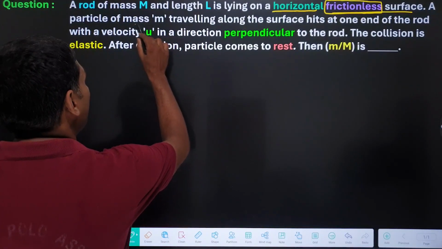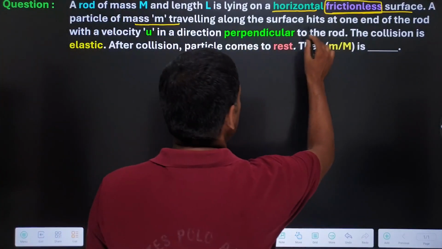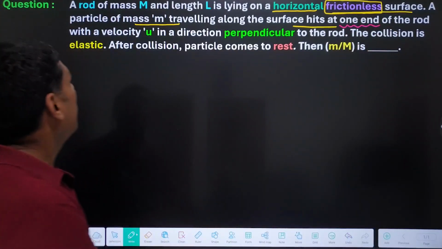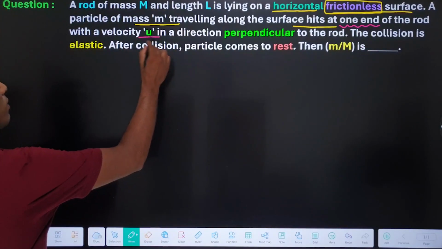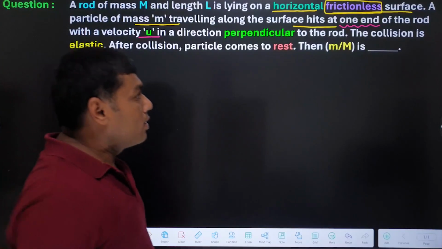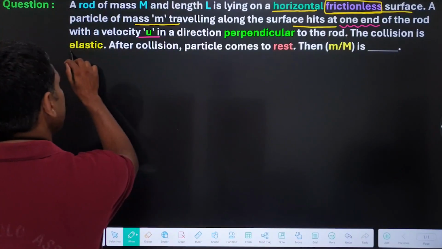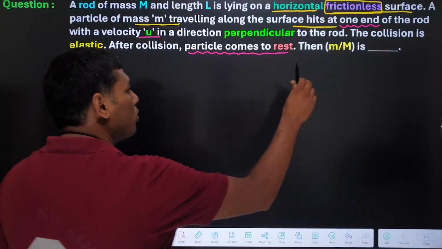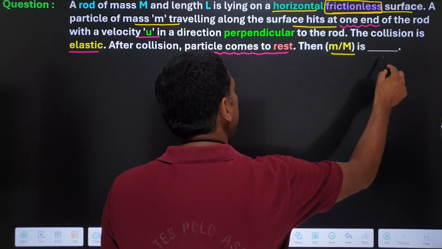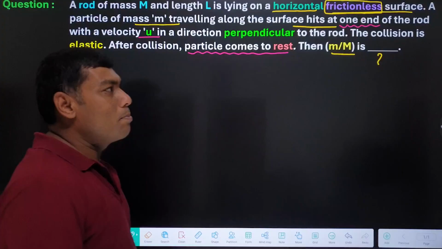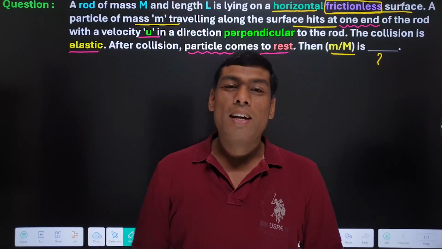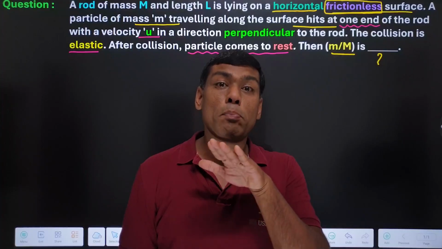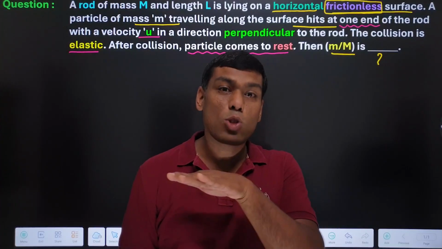A particle of mass m is traveling along the surface and hits one end of the rod. The particle has initial velocity u and the collision is elastic. After the collision, the question says the particle comes to rest, and we need to find the ratio small m by capital M. So basically, this rod is placed on a billiards table or a snooker table.